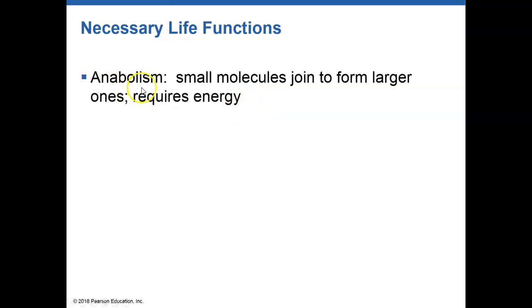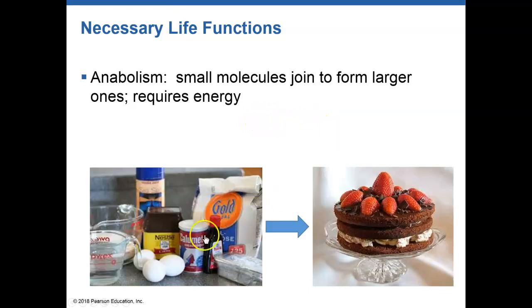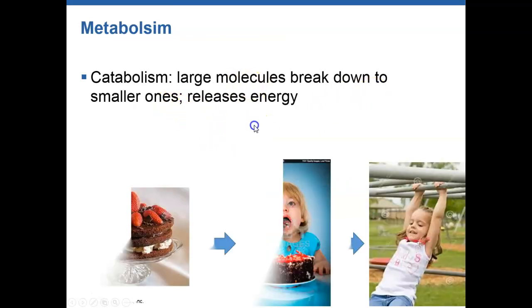The term anabolism means small molecules join together to form larger ones, and it requires energy. And so there's that same picture. The opposite of this is then catabolism. Large molecules break down into smaller ones, releasing energy.